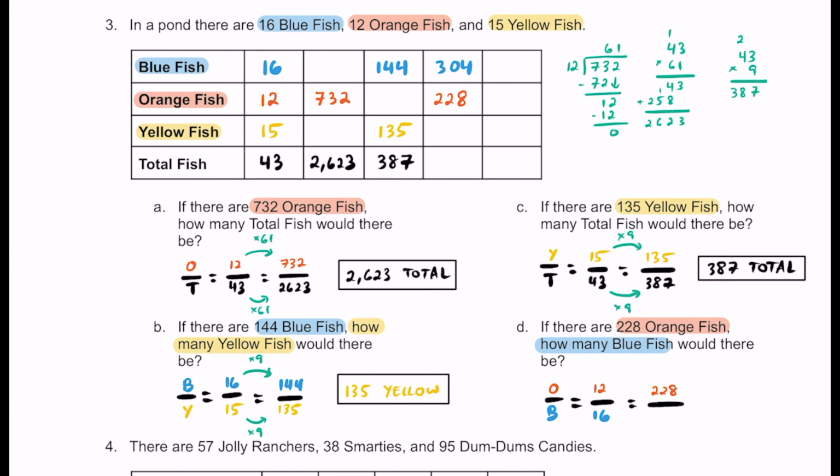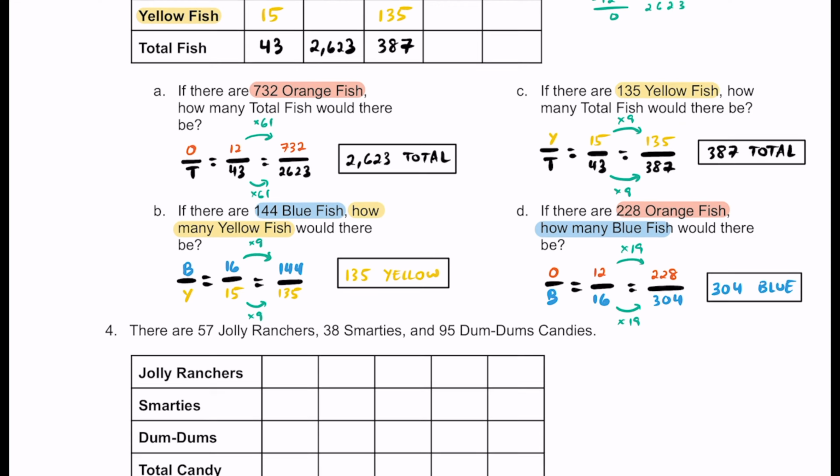And what did we figure out? That was going to be times 19, okay? And then on bottom, we would do 16 times 19. Again, I didn't write out the division or multiplication, but if you can't do that in your head, you definitely should be writing that out. 16 times 19, that would be 304, we said, 304. So we would say that if there were 228 orange fish, there would be 304 blue fish.